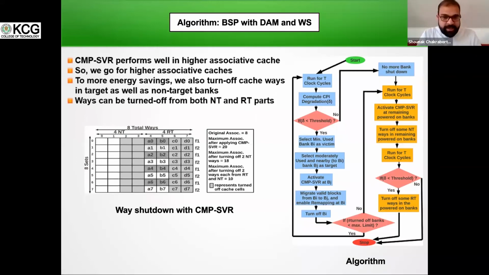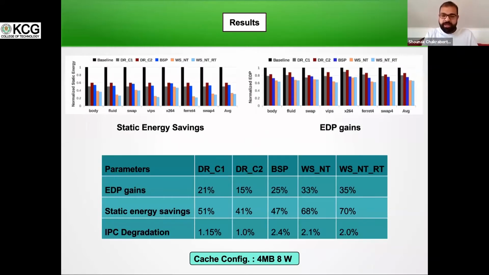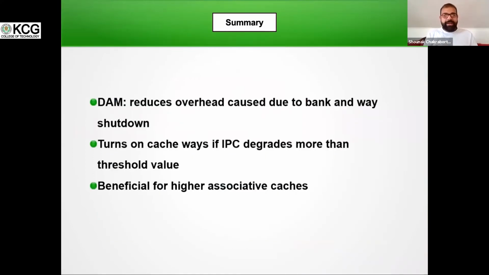The static energy savings is also very high, 68 and 70%, while our IPC degradation is not very high. It's also within a certain limit, less than 3% in both cases. DAM practically reduces the overhead caused by the cost due to the bank and OS shutdown, and turns on the cache ways if IPC degrades more than the threshold value, and it's obviously beneficial for the higher associative caches.